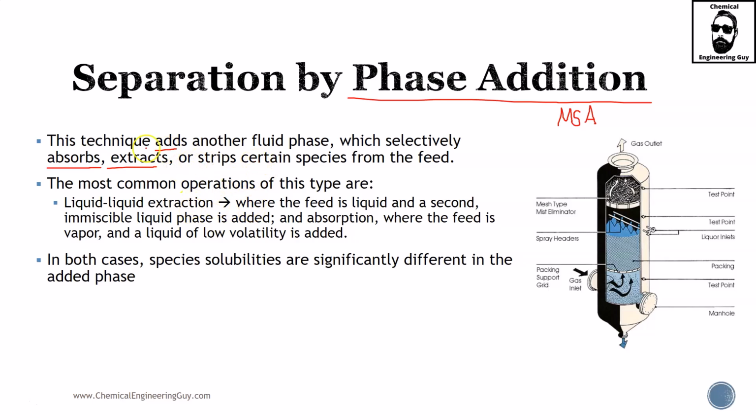gases, and so on. Let's focus our attention on liquid-liquid extraction, where the feed is liquid 1 and a second feed, an immiscible liquid, will be the second phase. So this is the second phase. And absorption, where the feed is vapor and a liquid of low volatility is added. So actually this is another process, so as not to confuse them.